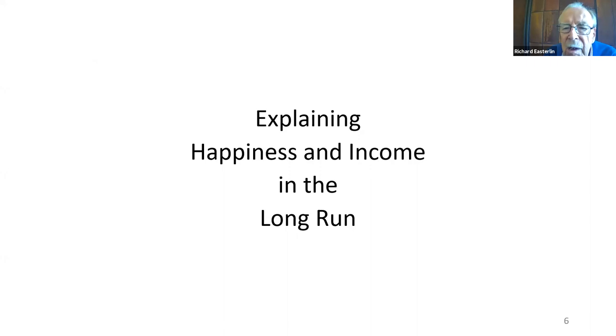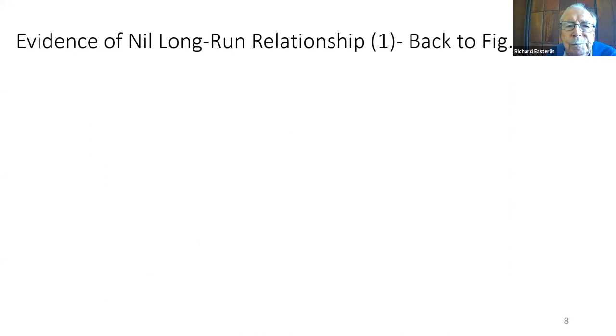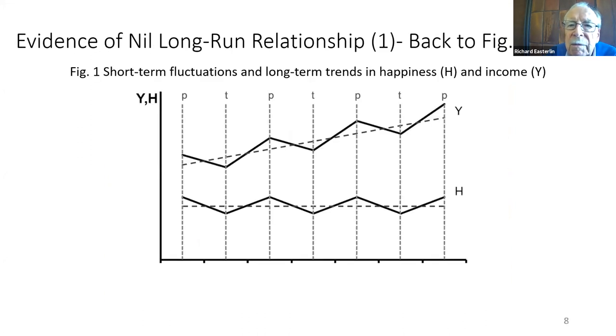So what we're going to do is first look at happiness and income in the long run, what the evidence is, and then how you explain that evidence. Next slide. And the big explanatory factor for the long run is keeping up with the Joneses. Next slide. But let's start with the evidence first of the nil long run relationship. We'll go back to figure one, where we have the short-term fluctuations and long-term trends in happiness and income.